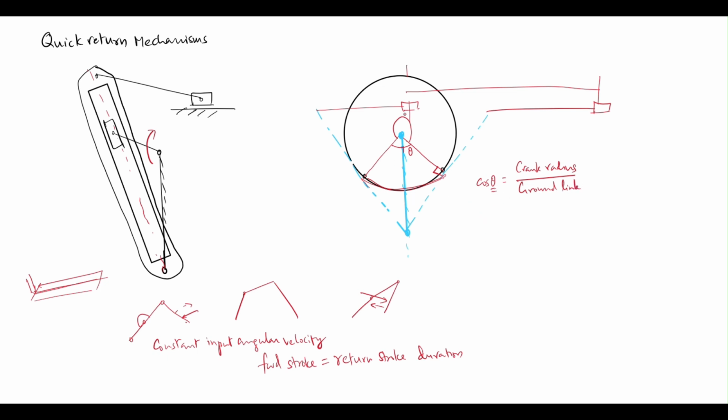We can double that, and this is 360 minus theta. So if we say beta is the half angle here, we can say beta over theta is the quick return ratio. So that's a brief overview of the quick return mechanisms.